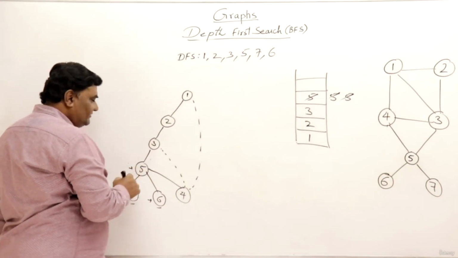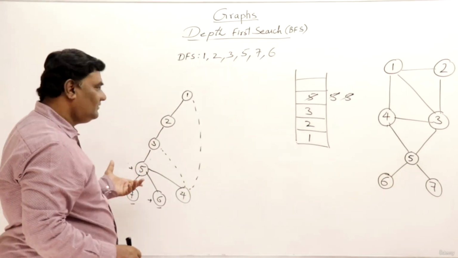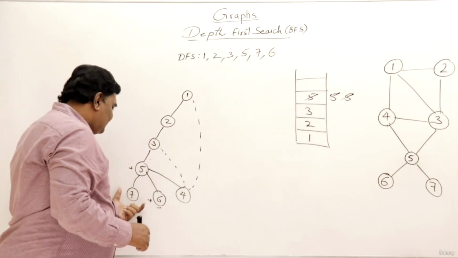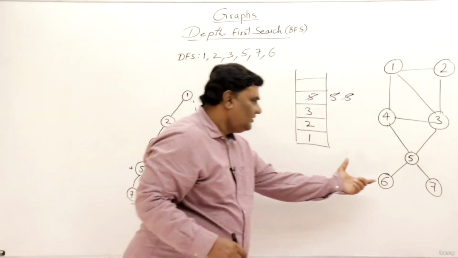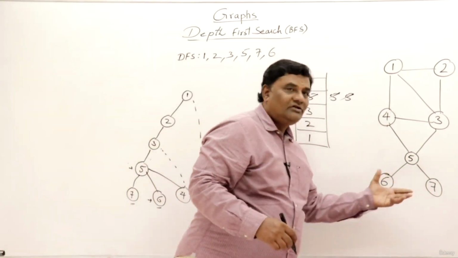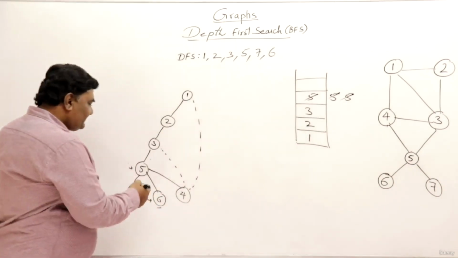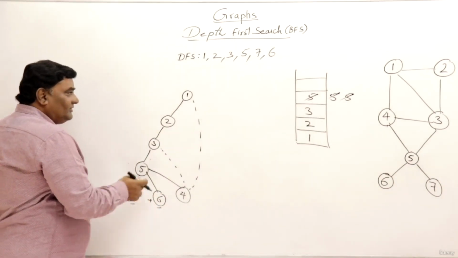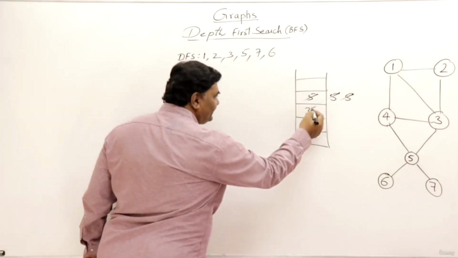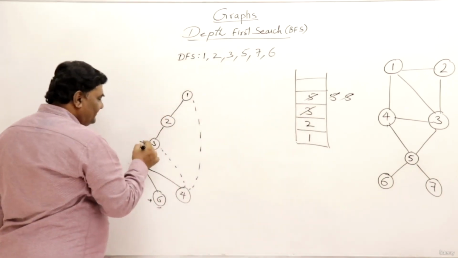Continue its exploration. From 5, we can go on 7, 6, 4 or 4, 6, 7. All of them we have visited. So 5 is completely explored. Go back to the previous vertex and continue its exploration. Who is that? 3.